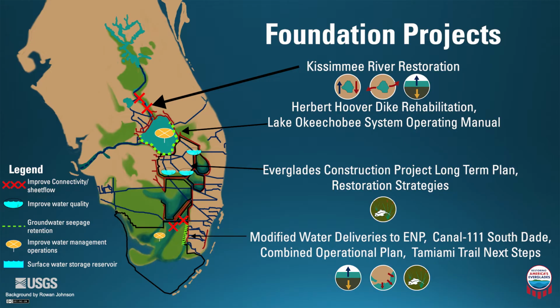These actions will reduce extreme fluctuations in Lake Okeechobee water levels, reduce damaging discharges to the Caloosahatchee and St. Lucie estuaries, improve water depths and flooding durations in Everglades freshwater habitats, and improve freshwater flows to Florida Bay, Biscayne Bay, and the Lake Worth Lagoon.